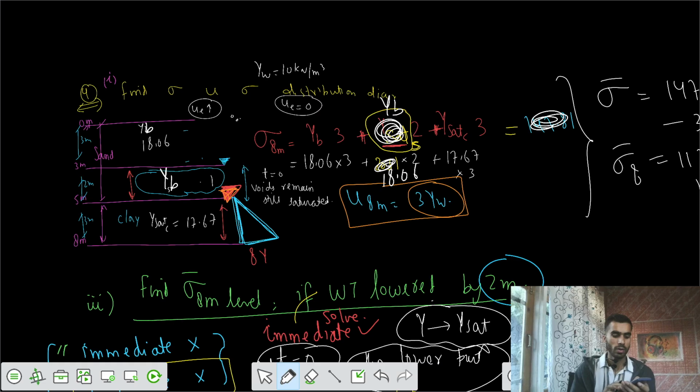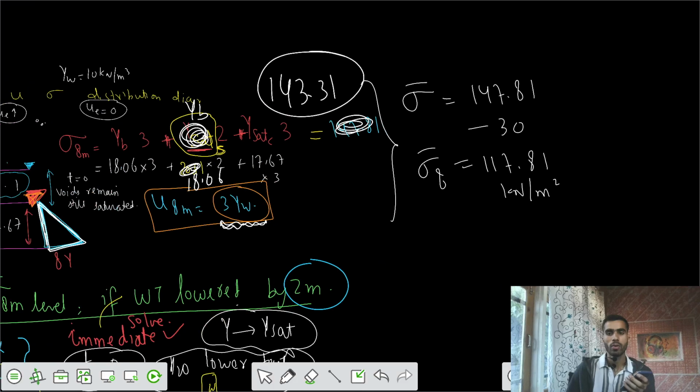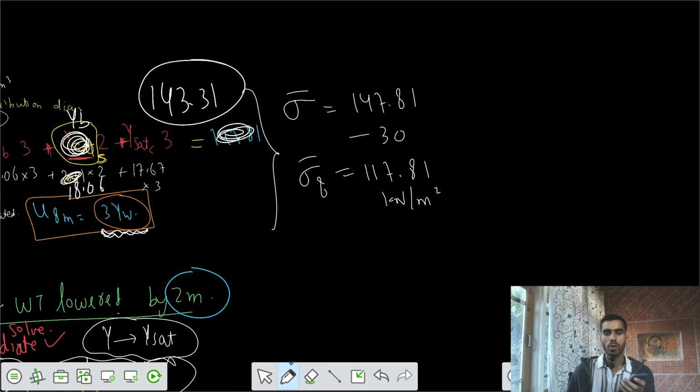That's 147.81 minus 20.31 from this value of 18.06, so the final value is 143.31. And what is the pore water pressure here? That is 3 meters, so 3 gamma W. The pore water pressure remains the same. So after a long time, your effective stress would be the difference of the two, 143.31 minus 30, that's 113.3 kilonewton per meter square.